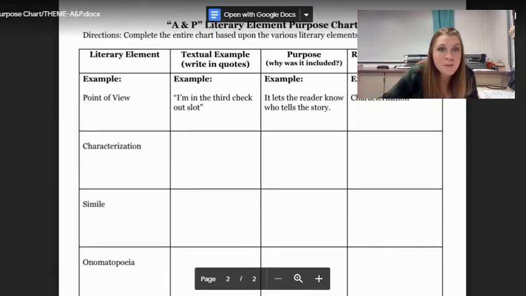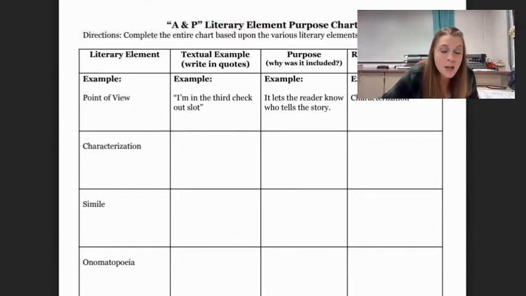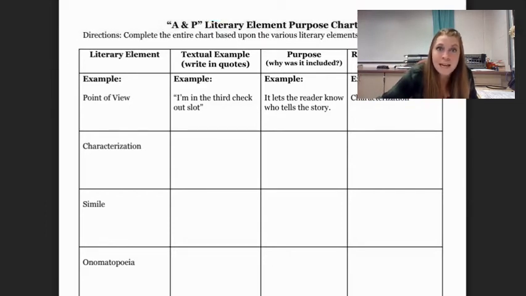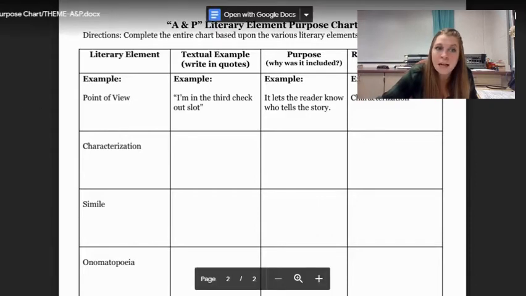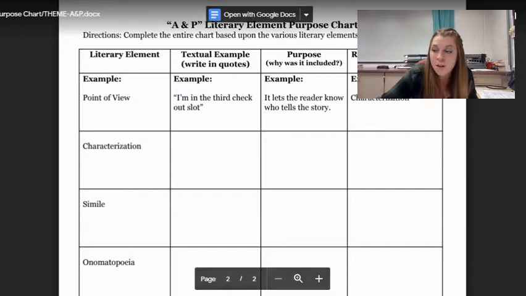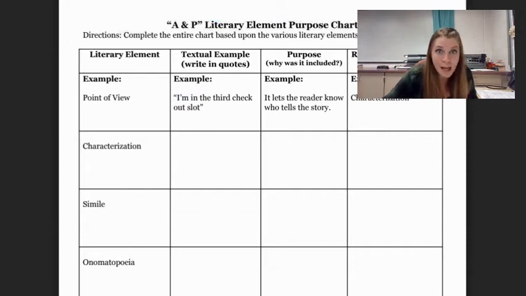What you're going to do is identify the literary element. We went over all of our annotations, and you should definitely have things highlighted if you were paying attention. Then you're going to give me textual evidence, an example in the story where this literary element is being used. Here's an example for you, point of view. The example is, "I'm in the third checkout slot." We know that this is first person point of view from the textual evidence because it's using "I'm." That is a first person pronoun, so "I" lets us know that the point of view is first.